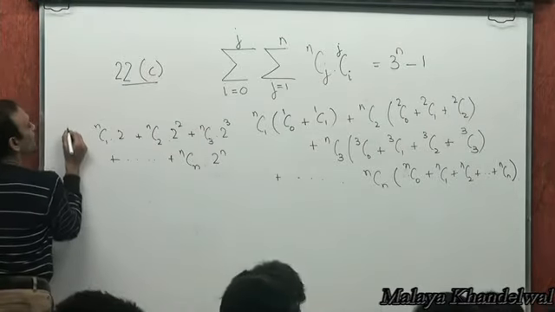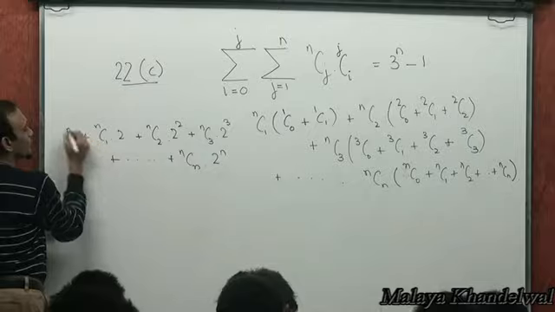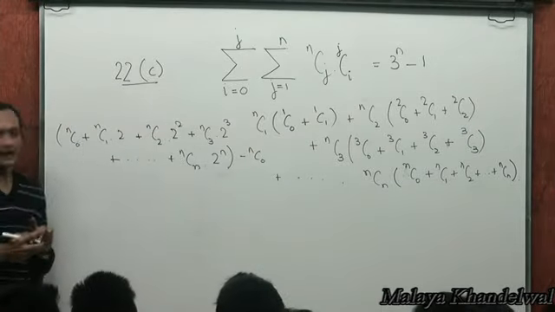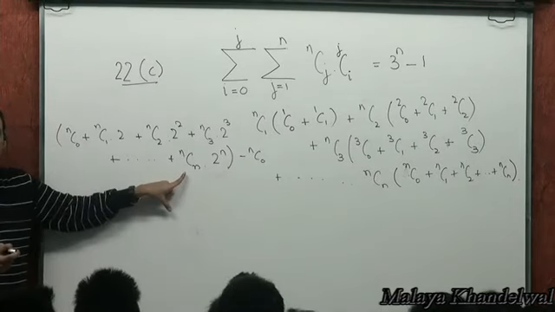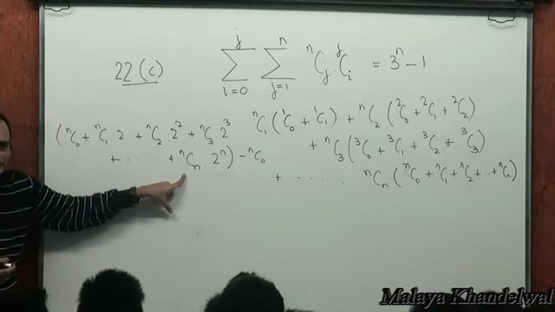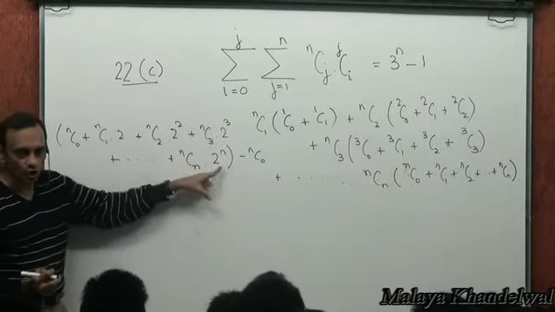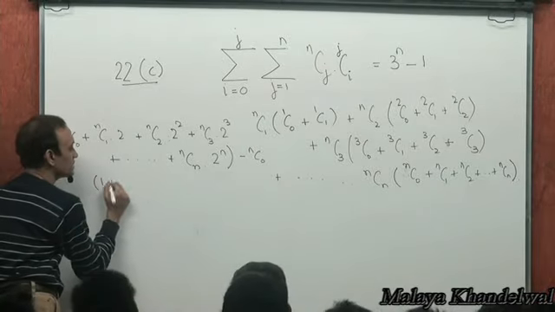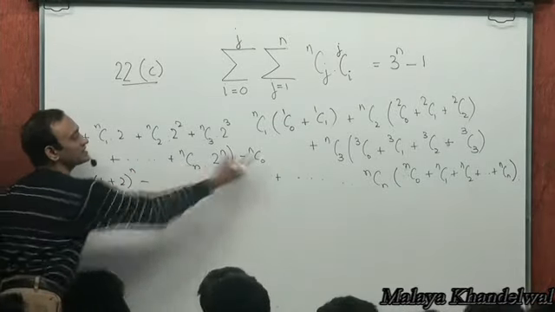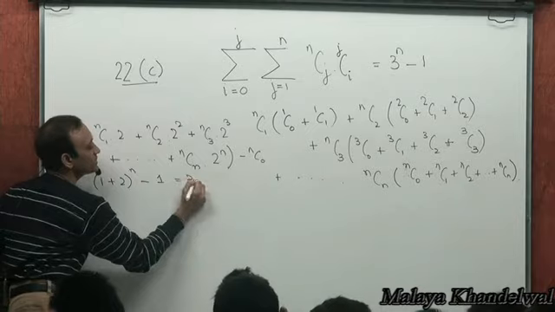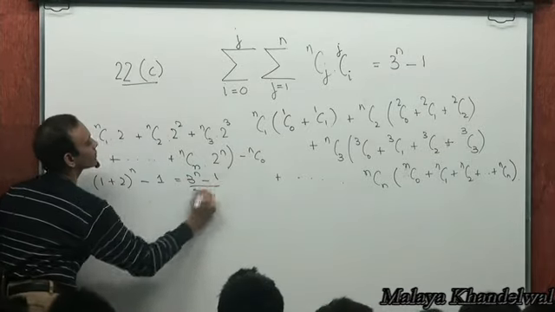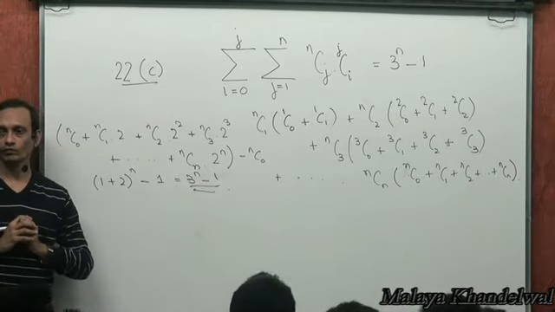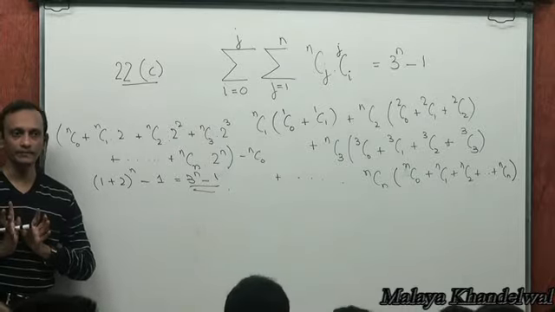Now what we do is we add an NC0 and we subtract an NC0. When I do that, then what is this? 1 plus 2 whole to the power n, isn't it? So this is 1 plus 2 whole to the power n minus NC0, which is 1. That makes it 3 to the power n minus 1. Simple, right?